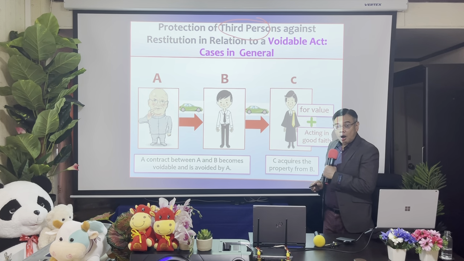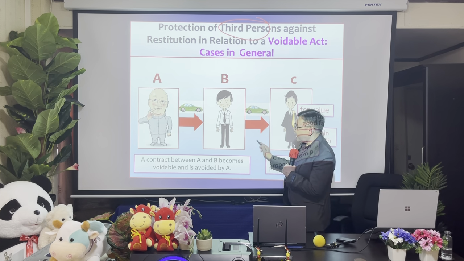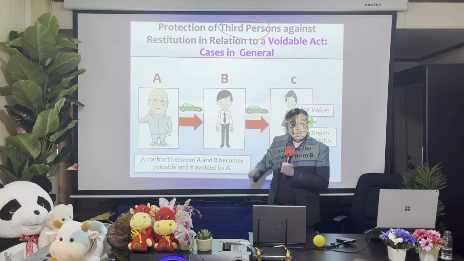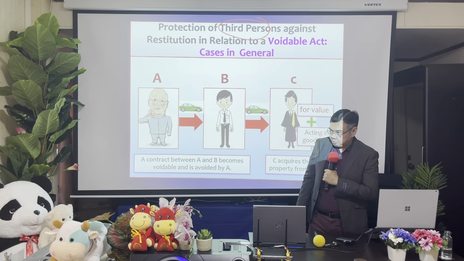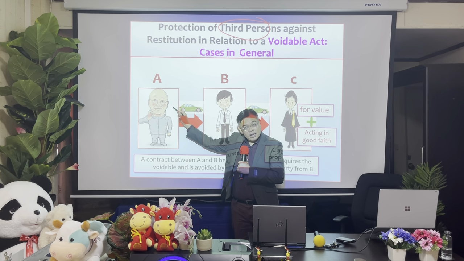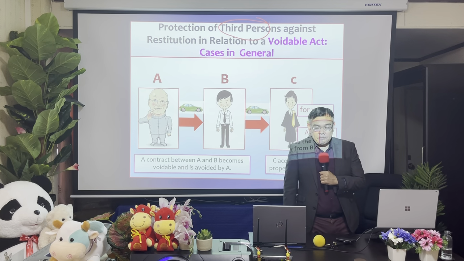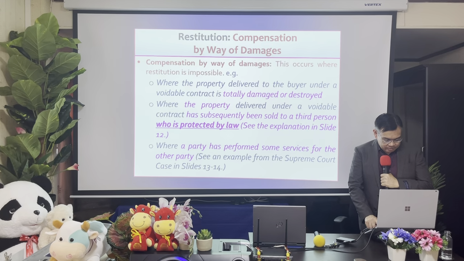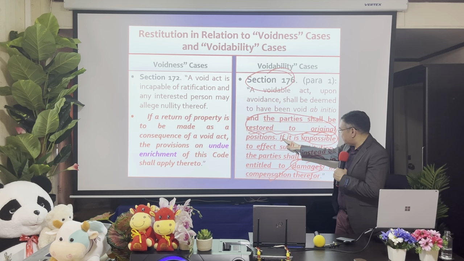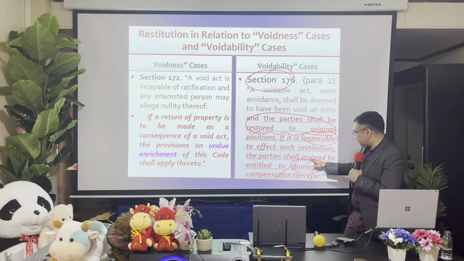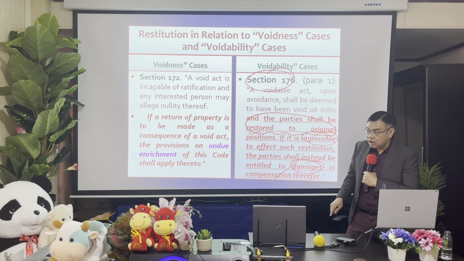So when the car is not required by law to be returned to A, what is going to be the liability on the part of B? It is the case in which the restitution becomes impossible. So in this case, B will have to pay damages to A in compensation, according to section 176, paragraph 1. Remember, 176, paragraph 1 says that if it is impossible to effect such restitution, the parties shall instead be entitled to damages in compensation therefor.